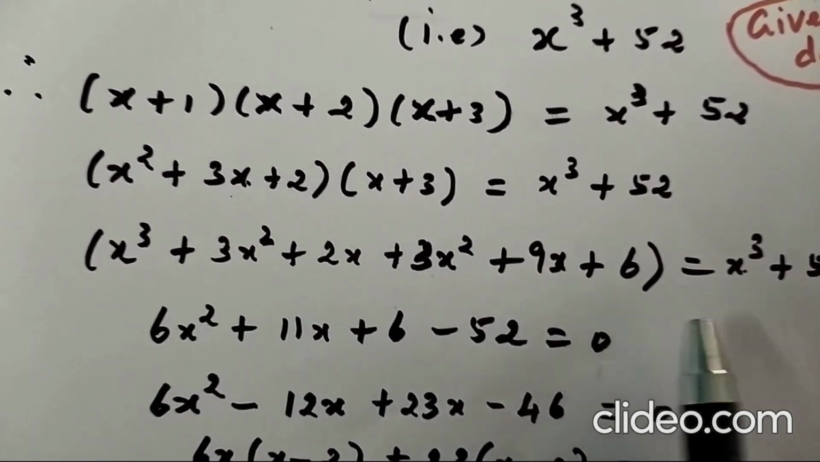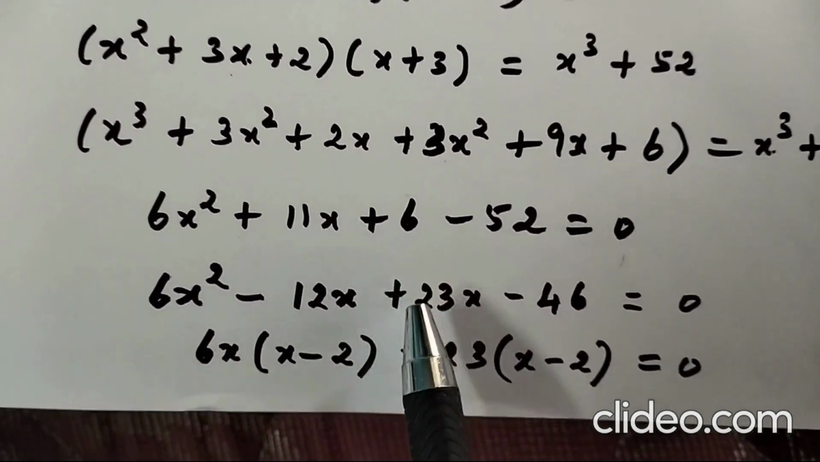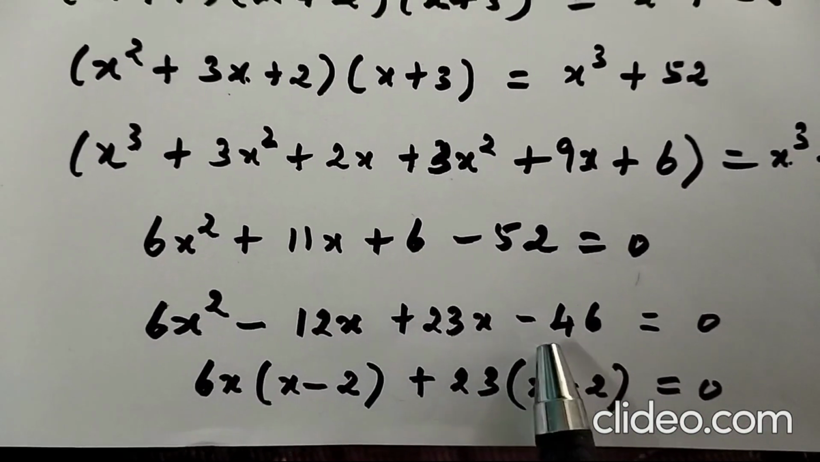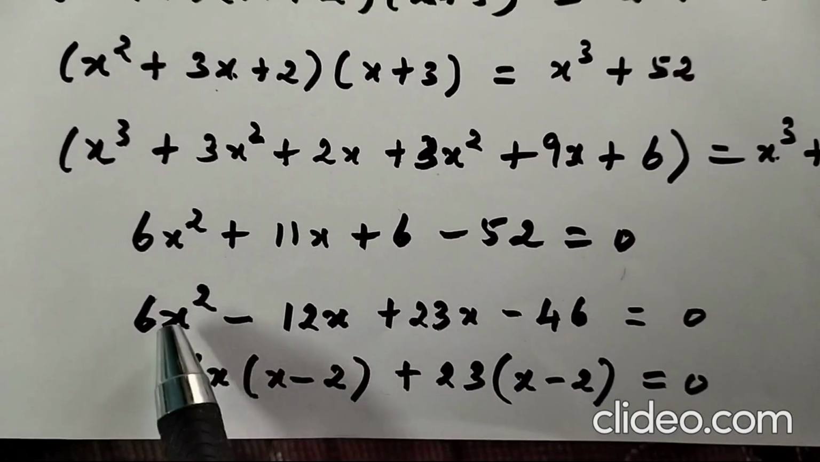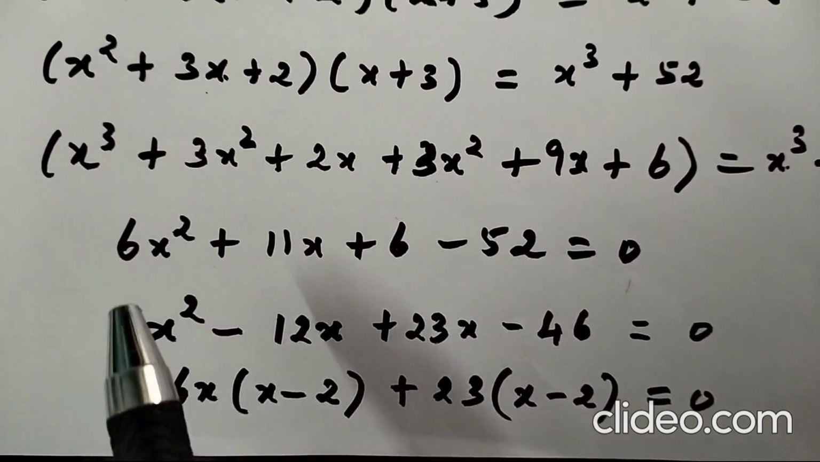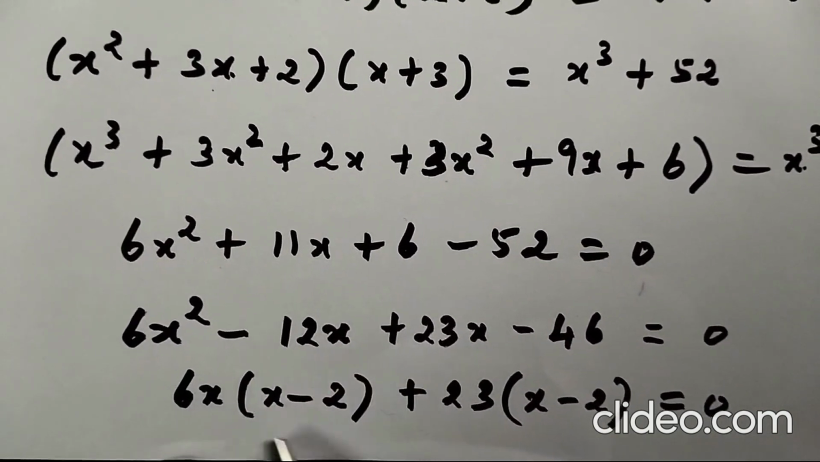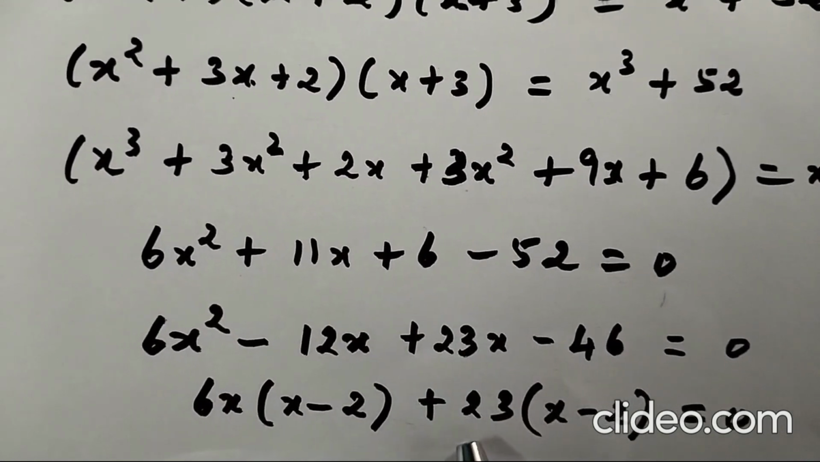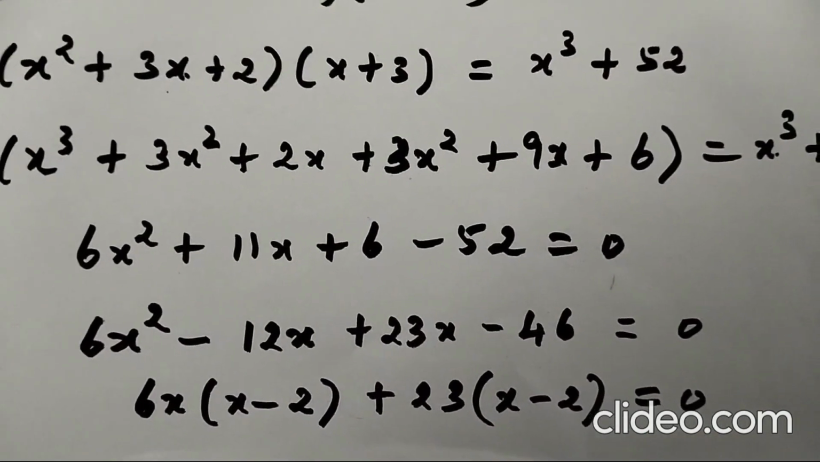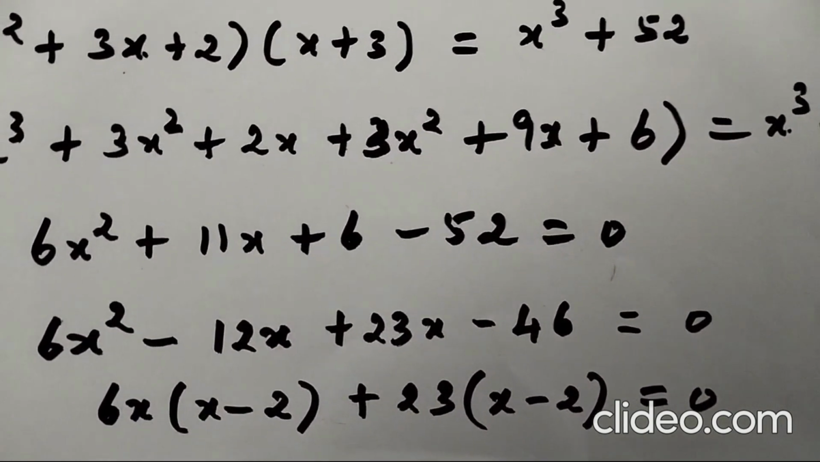Now we are bringing this x cube plus 52 to the left hand side. So x cube and minus x cube get cancelled and this 52 becomes minus 52 here. If we further simplify, we are getting 6x square minus 12x plus 23x minus 46 equal to 0. If we observe this clearly, we can take common items outside, that is 6x from these first two terms. Therefore x minus 2 comes in the bracket. Here if we take 23 outside, x minus 2 remains in the bracket, equating to 0. So from this step onwards, how to get the x value, let us see now.